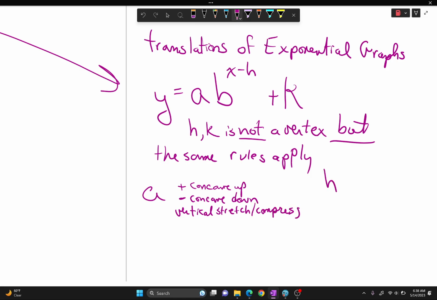Then H, if it is positive, it means that it is a shift left, and if it is negative, then it is a shift right. And if there is a K, then if it is positive it is a shift up, and if it is negative it is a shift down. And you'll see me talk about this with every single different kind of function, okay?